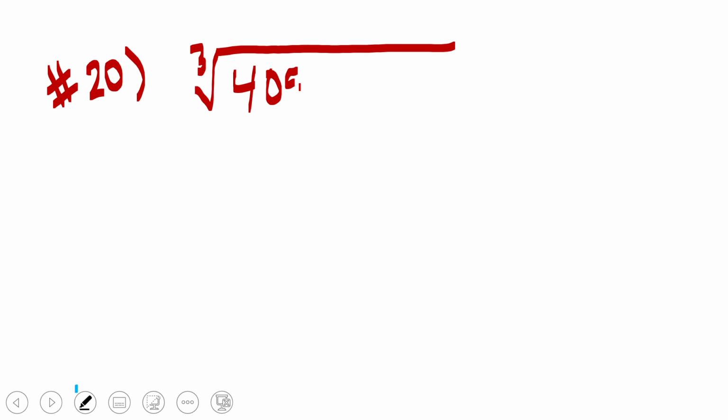All right, number 20. We're going to do number 20 in your assignment and number 34. Not sure if that was on the original slide. Number 20 is a cube root of 405 a to the 4th power b times c to the 3rd power.